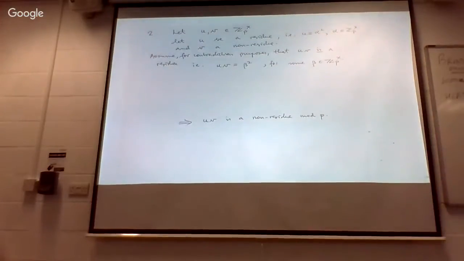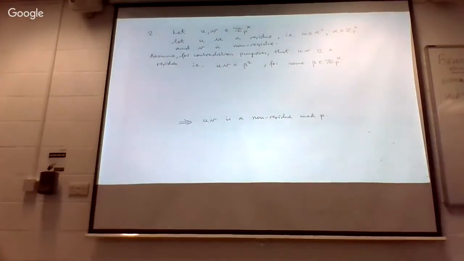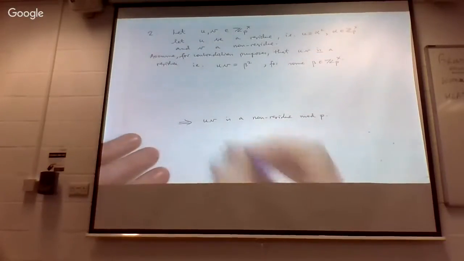But if we somehow simultaneously now prove that V is a residue, then that's our contradiction. V can't be a non-residue and a residue. It's either this or that. It can't be both. So the contradiction that we're gunning for is to contradict this assumption that V is a non-residue. How do we contradict that? Well, we can't just say it. How do we contradict that V is a non-residue?